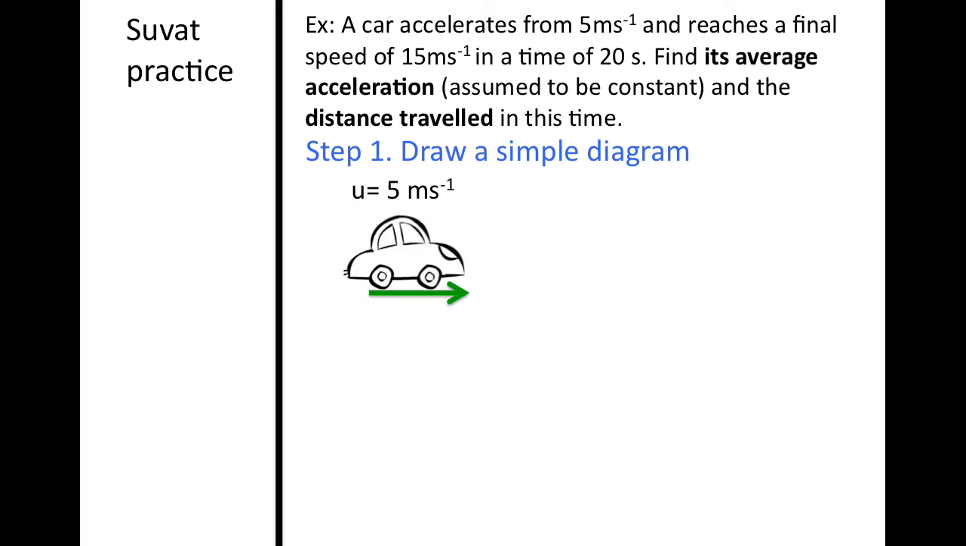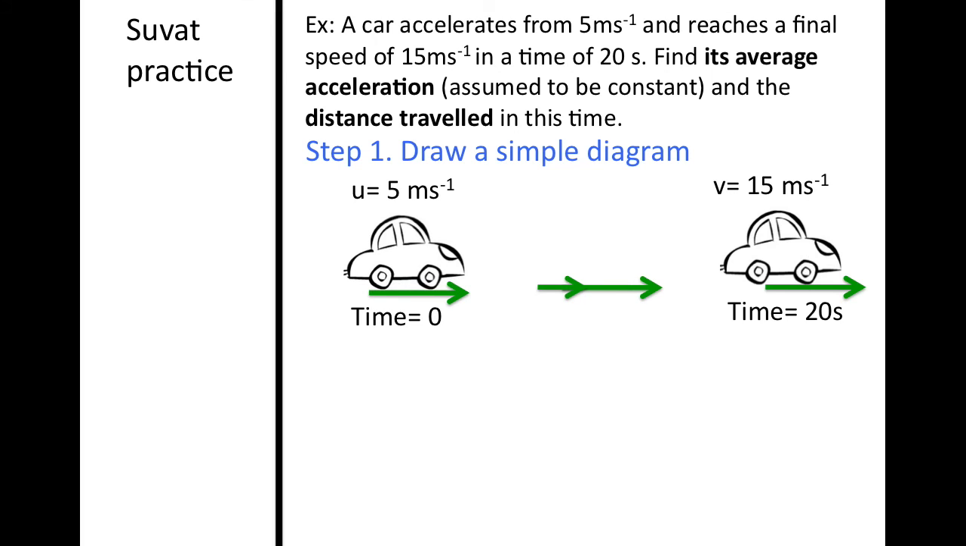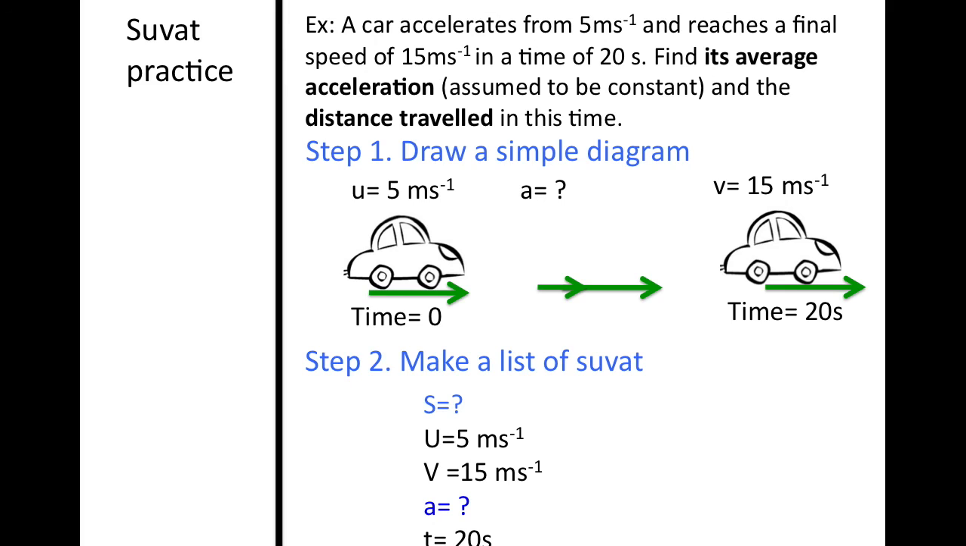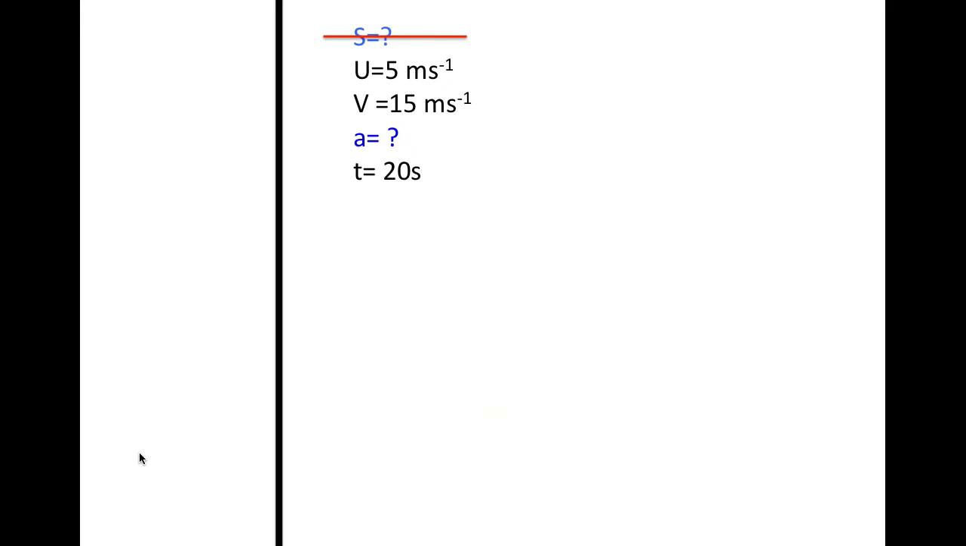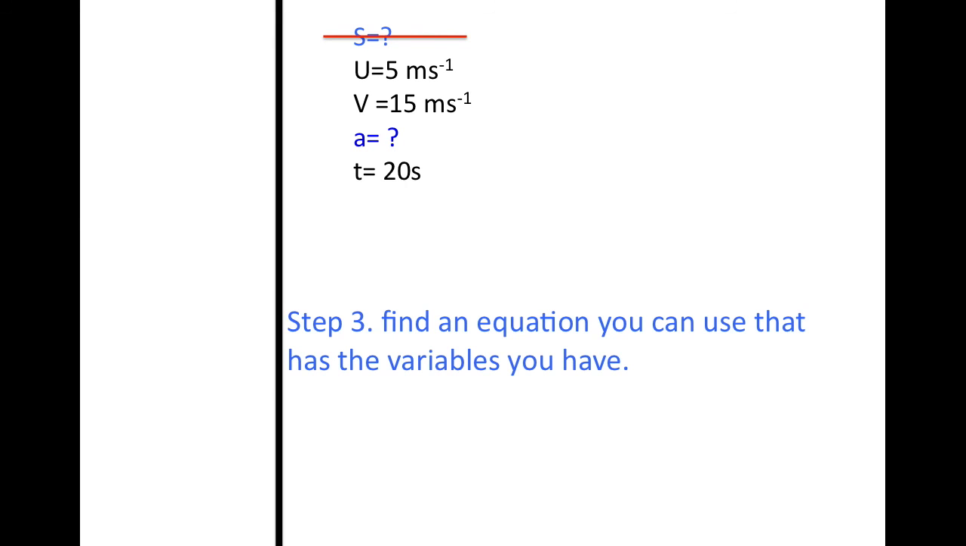So your simple diagram will look something like this. And we want to know what the acceleration is. So again, step 2 is to make a list of the variables that you have. And we have everything except we want to solve for the acceleration. So we're going to disregard the displacement right there. And we're going to be solving for acceleration this time. So you need to find an equation that you can use that has the variables that you have. So that's U, V, A, T.